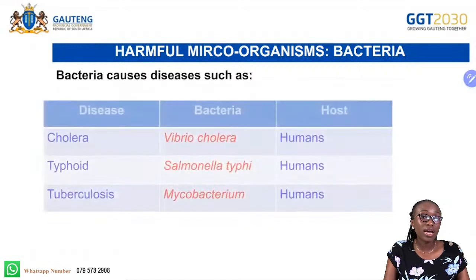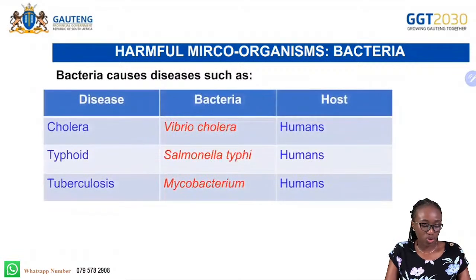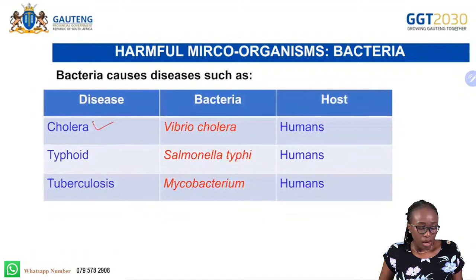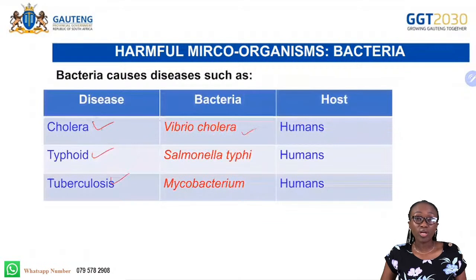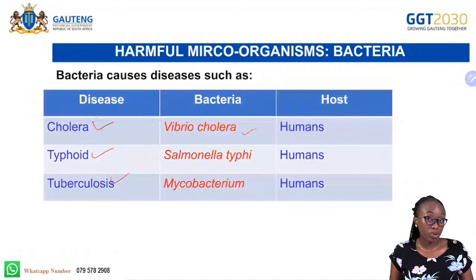So, bacteria can cause diseases such as cholera, typhoid, and tuberculosis. And the name of these bacteria that cause such diseases: cholera is caused by the bacteria Vibrio cholerae. So make sure when you write down the name of a microorganism or the name of the bacteria, when you're writing it in your book, you underline it, and when you're typing it, you type it in italics.